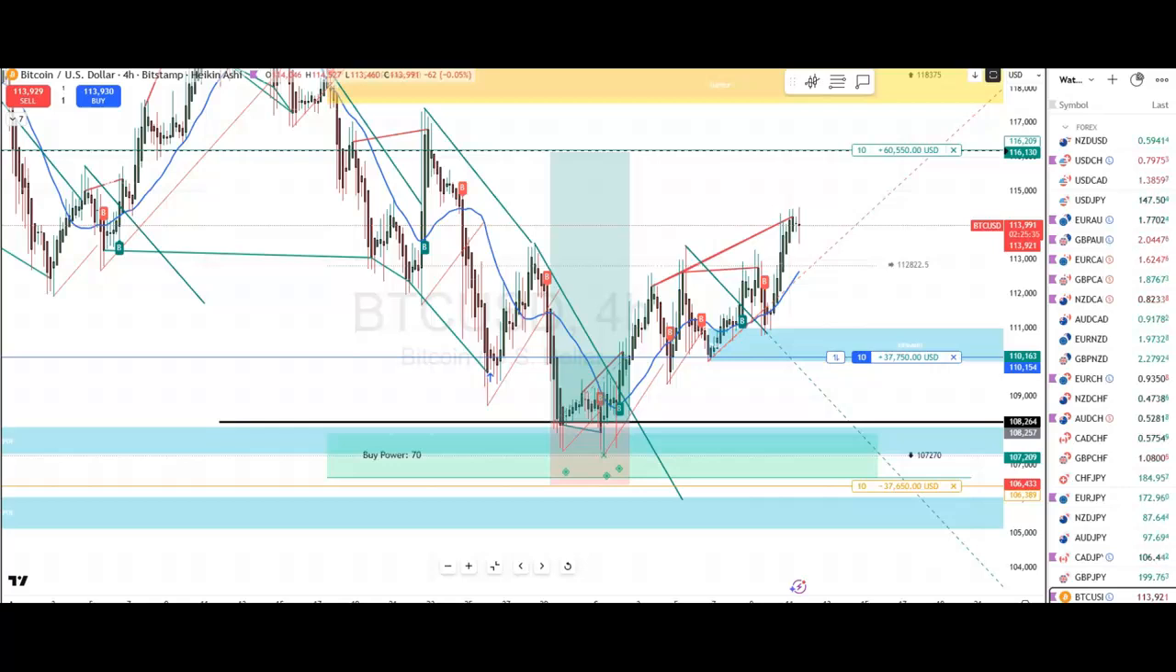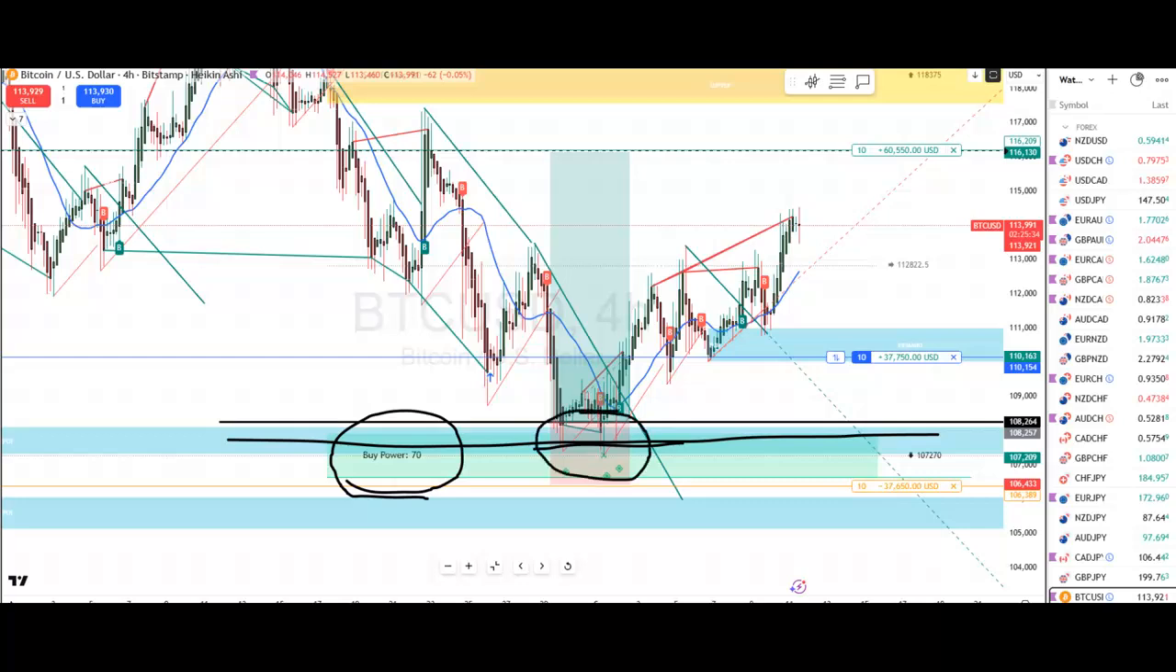So here we go. What we have here on Bitcoin is a very strong demand area. This blue area here is demand, and it's reflected in how strong it is by this buy power of 70. Anything above 60, I prefer 65, is a very strong signal and a very strong demand area. You're simply going to be buying into this area.